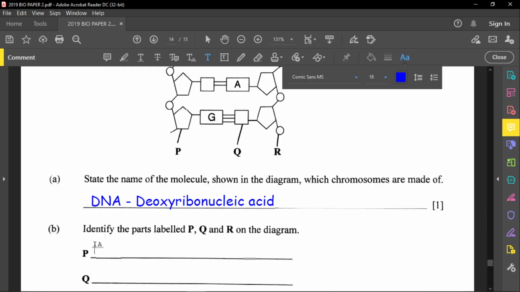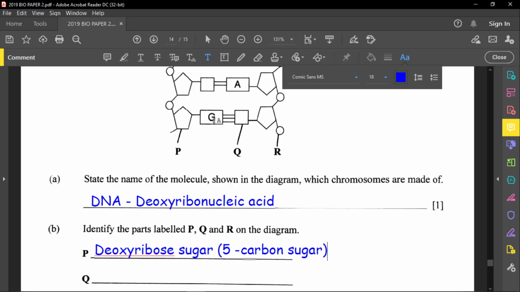Let me just put it a little bit up here. So it's called a deoxyribose sugar, or otherwise called a 5-carbon sugar. So it's a 5-carbon sugar. In other words, a pentose, right? So it's a deoxyribose sugar, or a 5-carbon sugar.